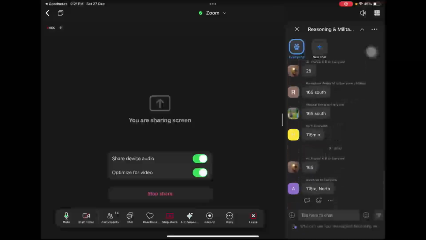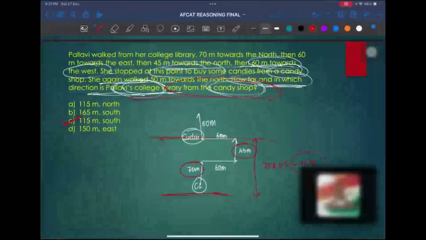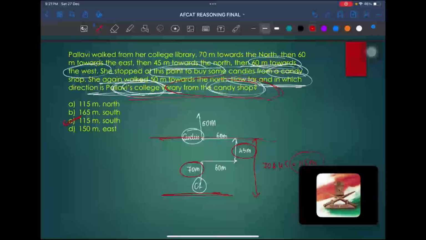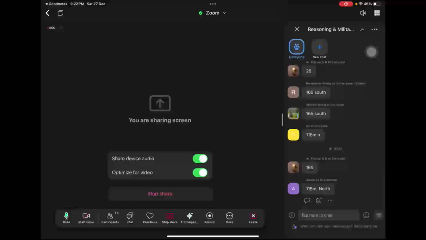I guess Randir, Sheetal, and Prajwal were able to correct it. And HP and Aishwarya, it is not towards north, it is towards south, because they are asking how far and in which direction is Pallavi's college from the candy shop. They are asking from the candy shop what is the distance and in which direction Pallavi's college library is situated. Is it okay? Can we move on to the next question?